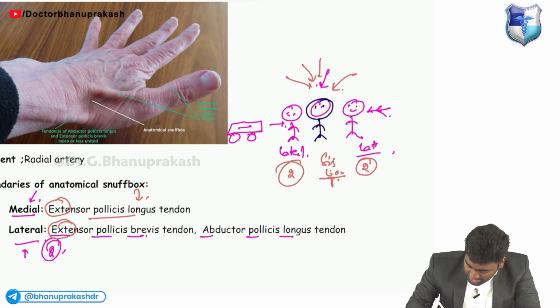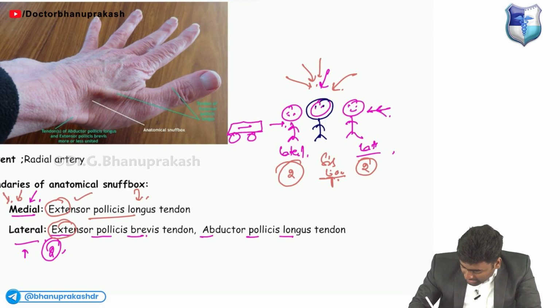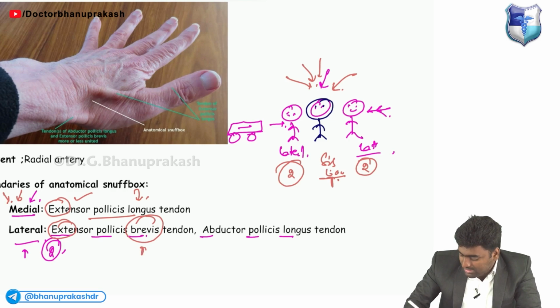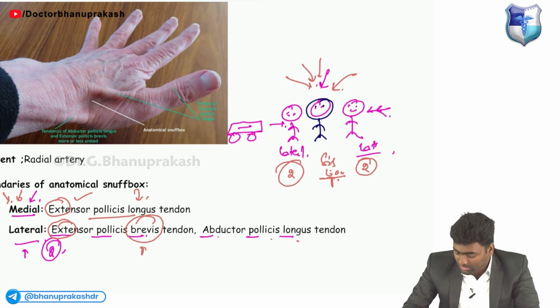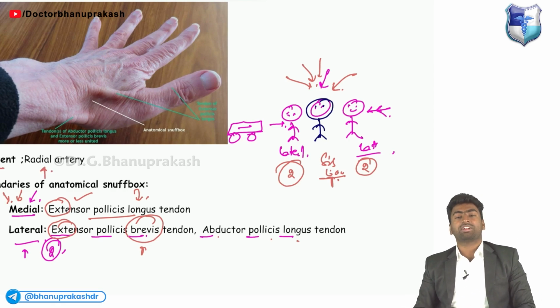So remember, this medial aspect will have the extensor pollicis longus, whereas this lateral aspect will have the extensor pollicis brevis and the abductor pollicis longus. If you know this, well and good. Then they will ask you about the content of the snuff box. The content is the radial artery.